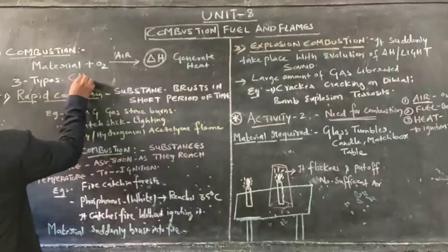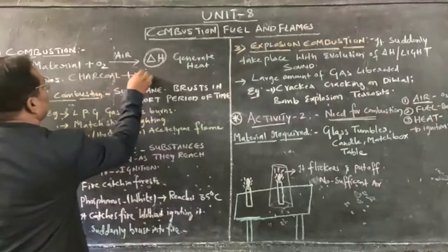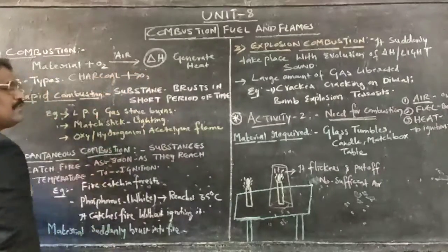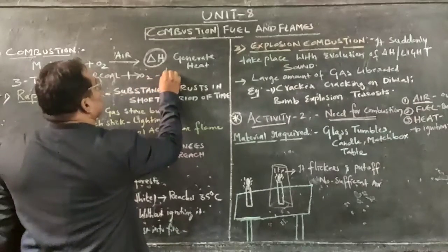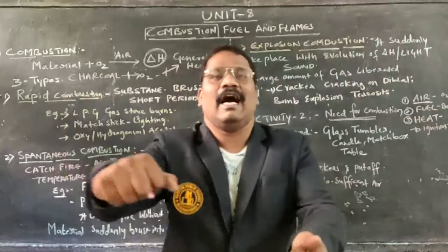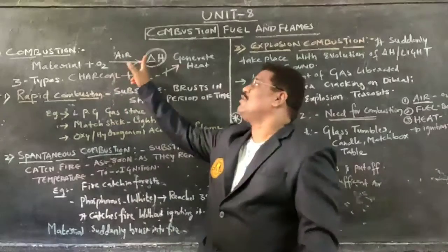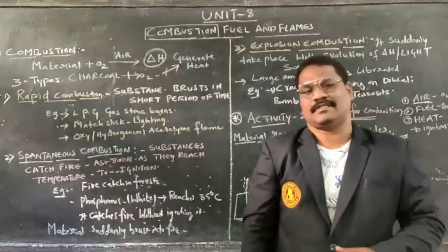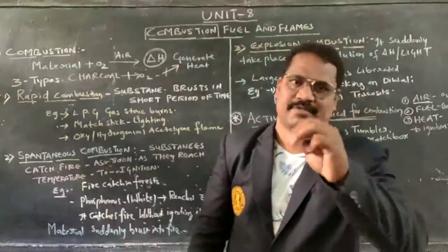Example, if I take charcoal. Coal, if I am burning it in the presence of oxygen, what happens there? It generates heat. Based upon that heat only, ironing can take place. That is working upon what? The combustion process.